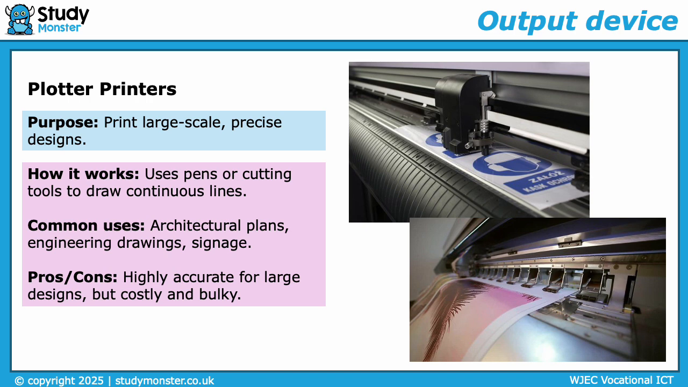Plotter printers, I think this is the last one. A plotter printer prints large scale precise designs. It's slightly different to the other types of printers that we've looked at. It uses pens or cutting tools to draw continuous lines, so it's really great for signage, for engineering drawings. You might have used one in DT, design technology. Really good for architectural plans, engineering drawing, signage, things like that, like I've said.